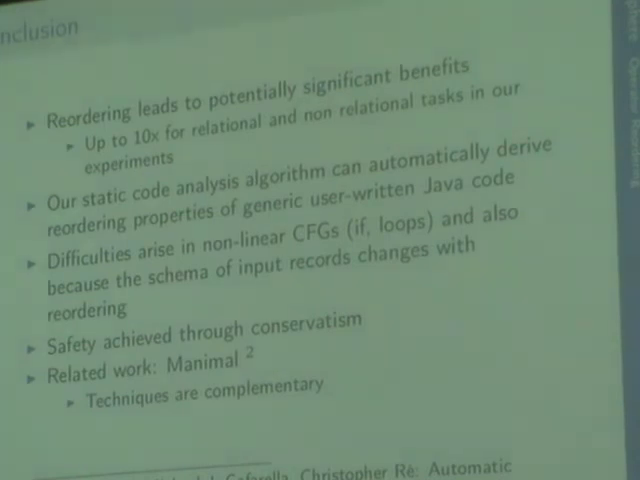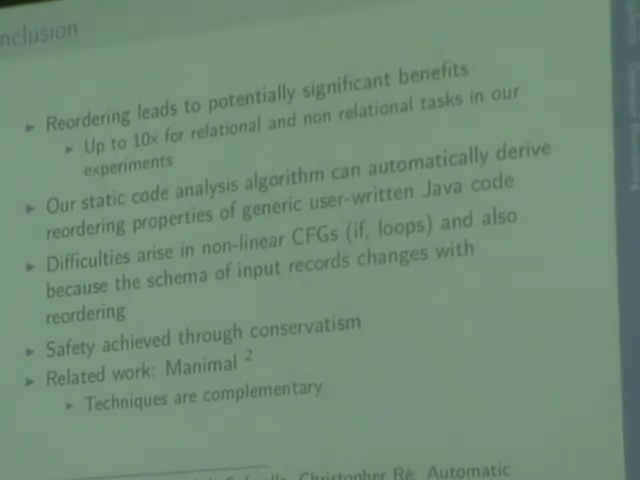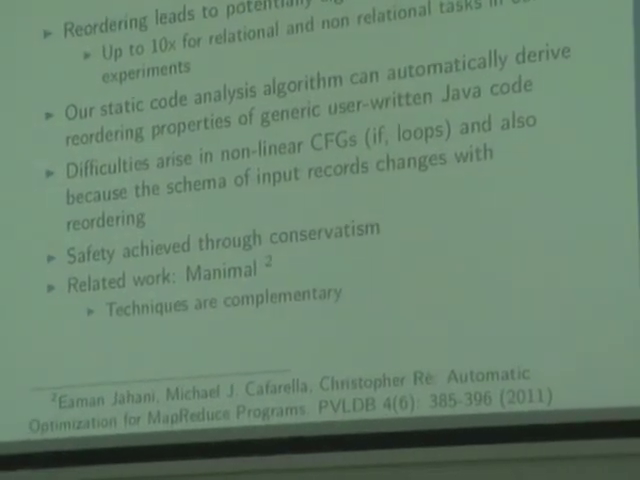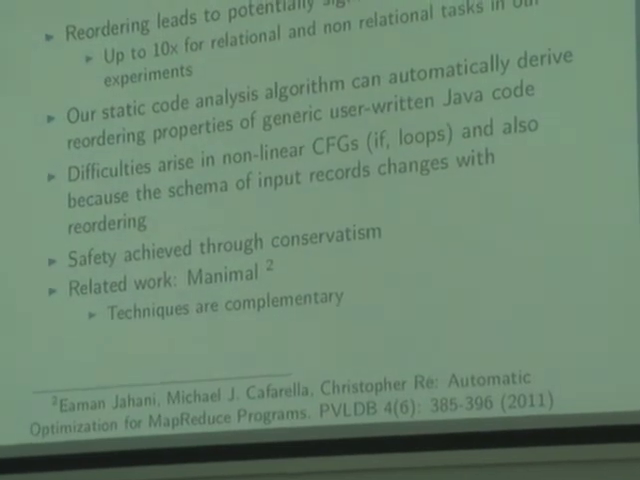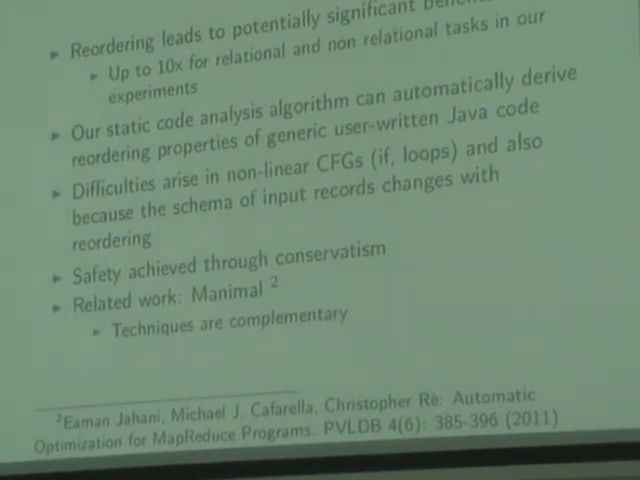We achieve safety through conservatism, as I showed you. For example, we only add attributes to the copy set if in any execution of the user code these elements are copied. And finally, what I want to mention is a related work, Manimal, which also uses static code analysis in the MapReduce framework to derive where it would be useful to use an index, I think, to speed up MapReduce processing. And this can also be used complementary with our system.